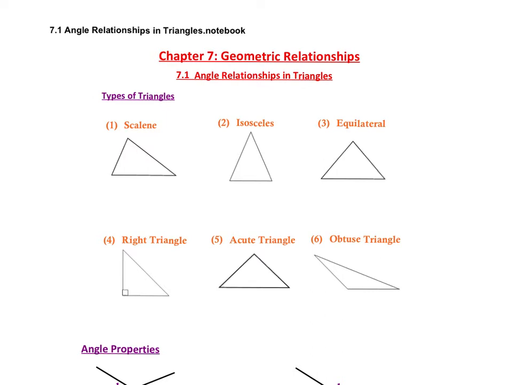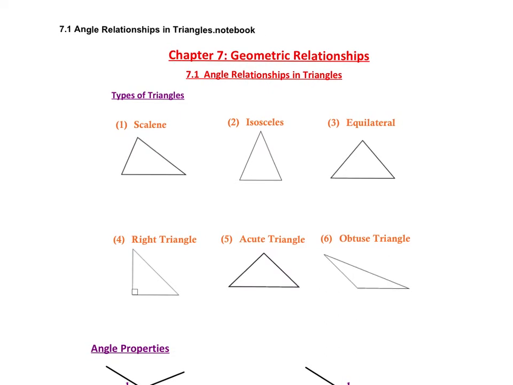So you have a scalene triangle, which means none of the sides are the same. These are important to know because you will sometimes be asked to identify these or make reference back to them in your solutions. An isosceles triangle has two side lengths that are the same. An equilateral triangle has all three side lengths that are the same.